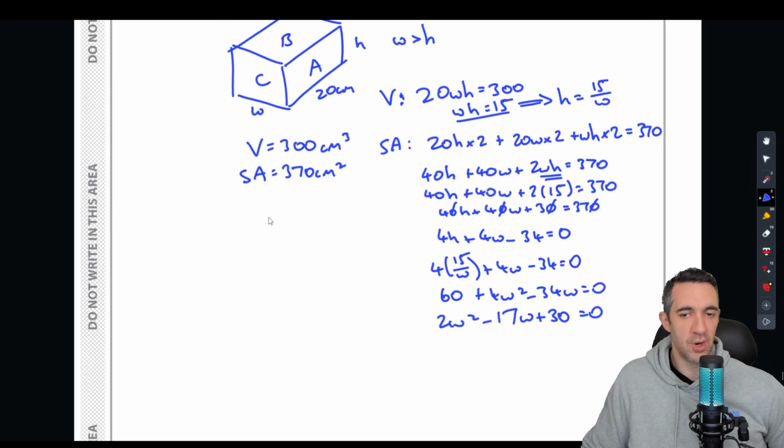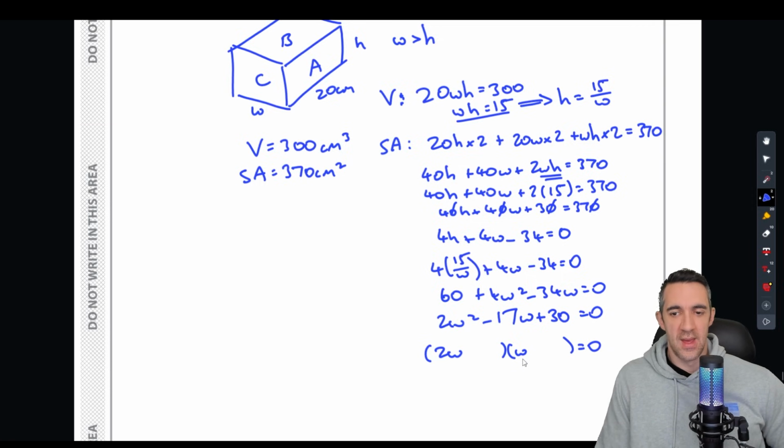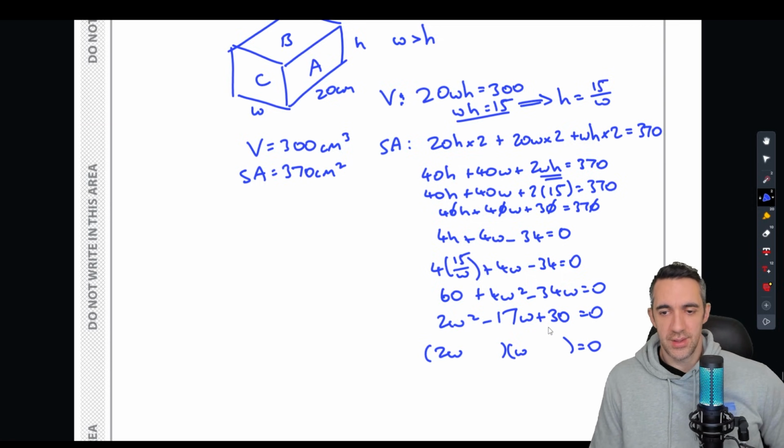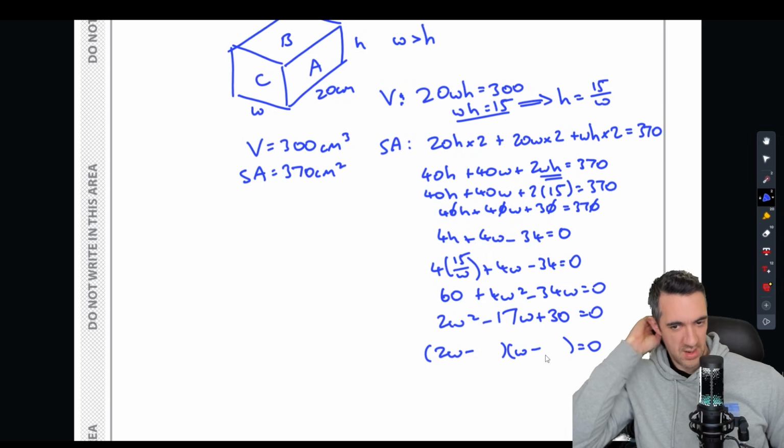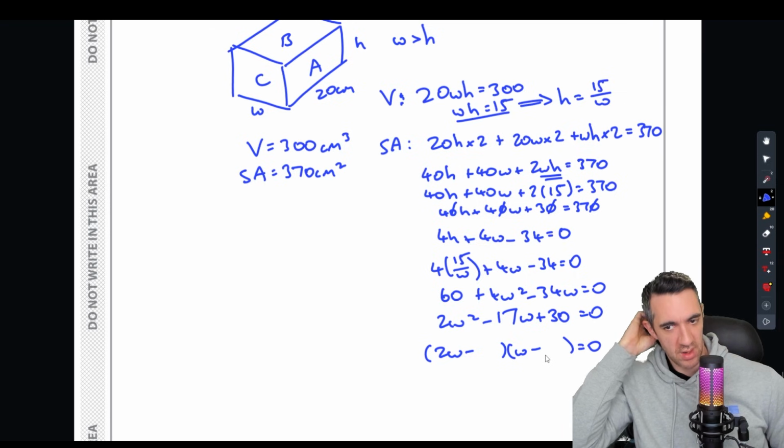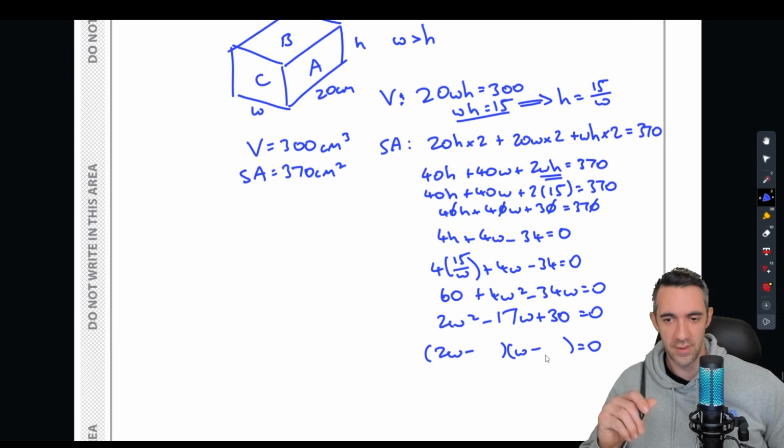And now, I remember I'm non-calculator, so I need to factorize this. So it's going to be 2W and W. What have we got? So both need to be negative. 6 and 5, is that going to work? No. 10 and 3, is that going to work? What else have we got? It's definitely not 30 and 1. 15 and 2. Here we go. 15 and 2. Oh no, 15 and 2 doesn't work. What is going to work here?